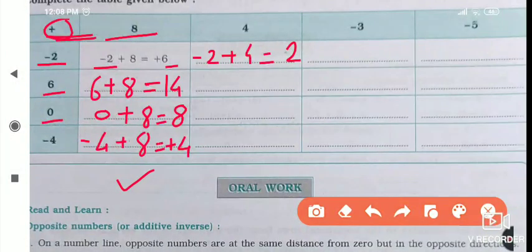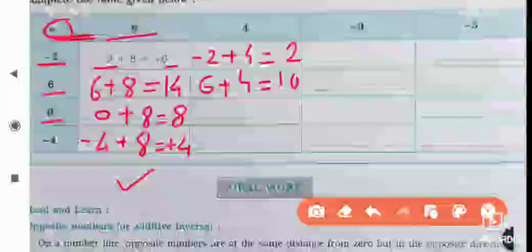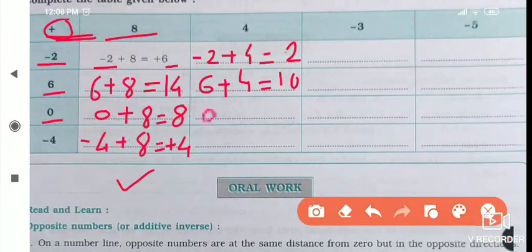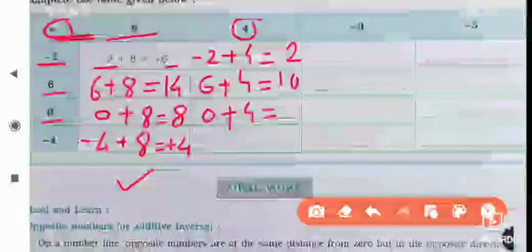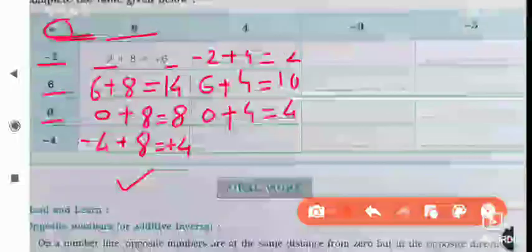Next it is 6 plus 4. This is 6, this is plus, and that is 4 we have to write. Okay, 6 plus 4, all of you know that its answer is 10, and the answer will get the positive sign. Next question is 0 plus this 4. 0 plus 4 is equal to 4. 0 plus any number, its answer is the same number.